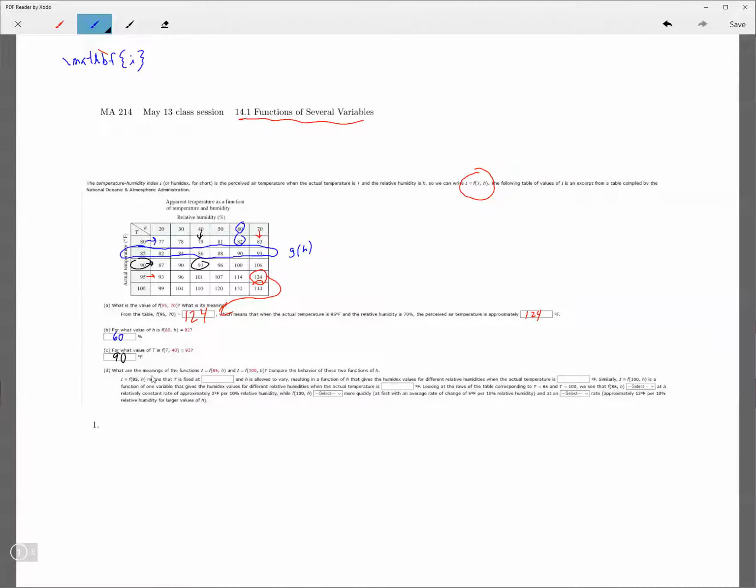And then let's see the other. So I = f(85, H) means that T is fixed at 85 and H is allowed to vary. Then the actual temperature is 85. Similarly, I is a function of one variable, H, for different relative humidities when the actual temperature is 100. Looking at the rows of the table, we see that as H increases, I... H is what? It increases. Yes, it increases.